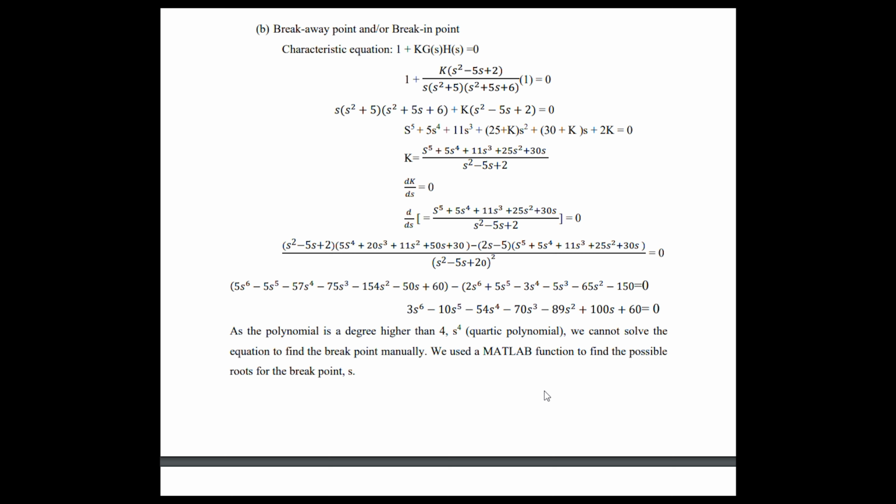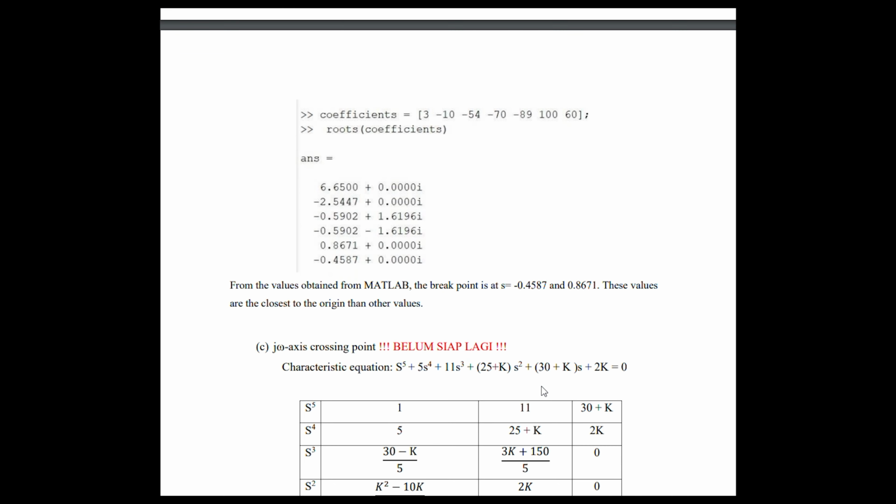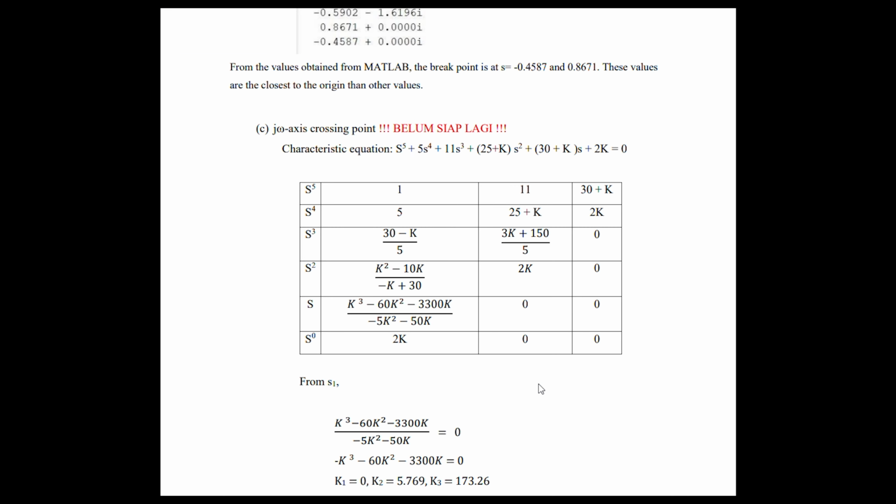As the polynomial is a degree higher than 4, we cannot solve the equation manually to find the points. So we use the MATLAB function to find the possible roots for the breakpoints. From the values obtained from MATLAB, the breakpoints are at s equals -0.4587 and 0.8671. These values are the closest to the origin compared to the other values. So this is the breakpoint.